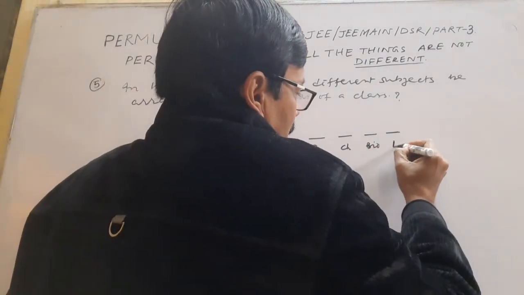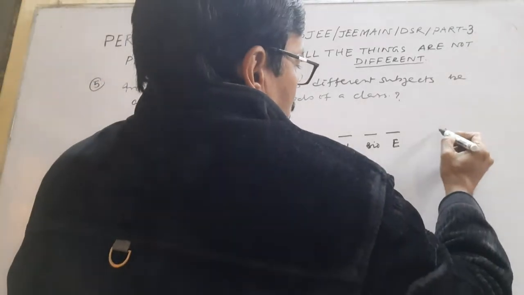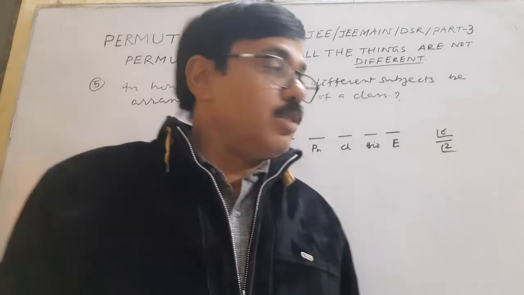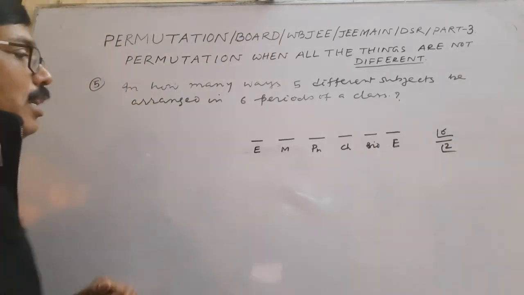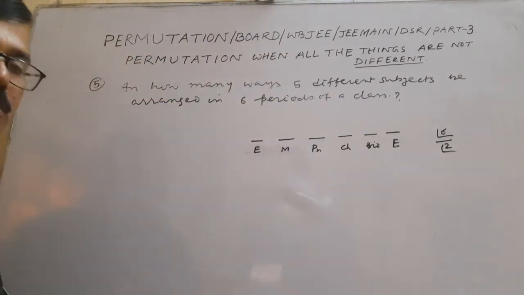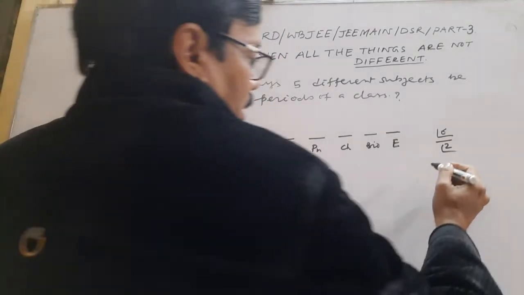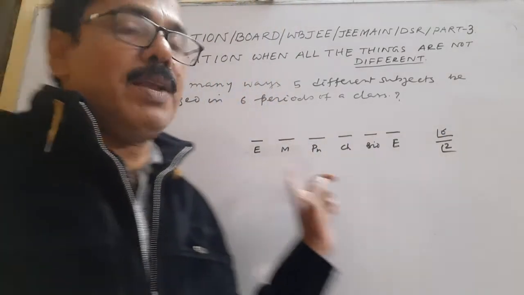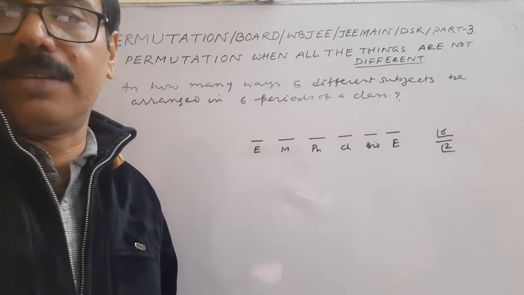So if one is repeated, then what is the total number of arrangements? Factorial 6 by factorial 2. Why factorial 6 by factorial 2? Because the English period is repeated. Now similarly, you can repeat another one also. Suppose if mathematics is repeated, then it will be factorial 6 by factorial 2. So similarly, for 5 such subjects, there will be a repetition.